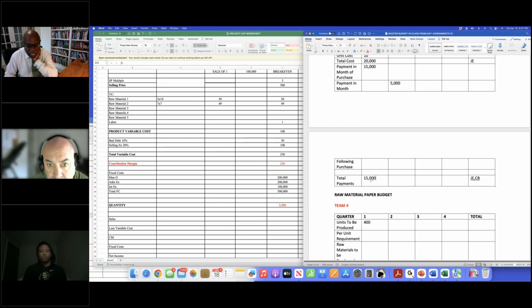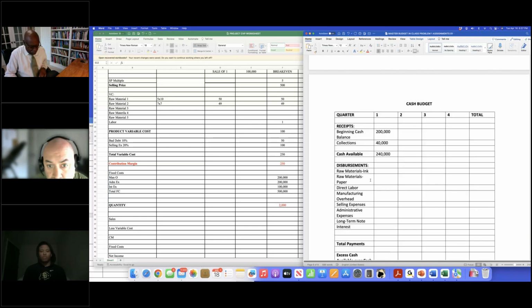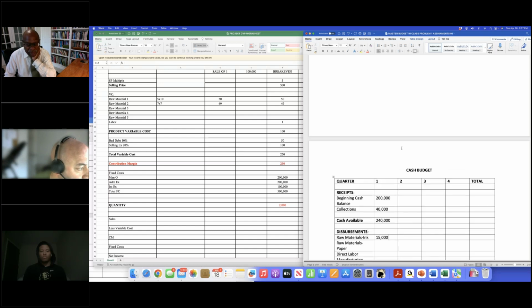So we're going to take the 15,000 and that becomes the first item down here. Because we got to do the same thing with a cash budget, we're going to go to these schedules and determine how much cash is involved as we work on the first quarter.